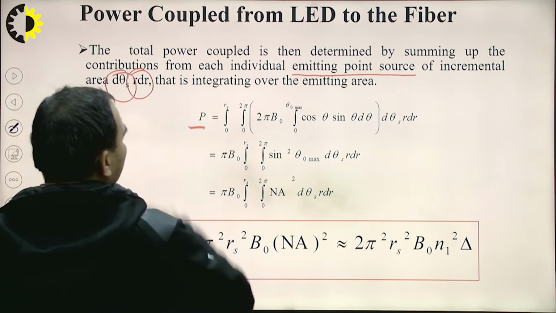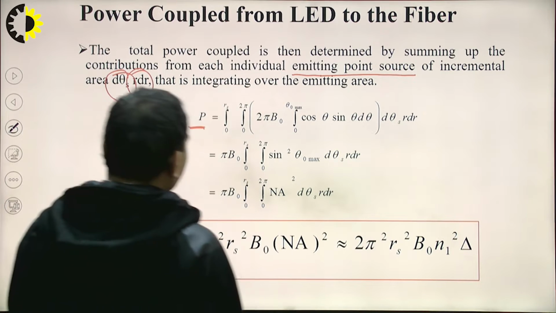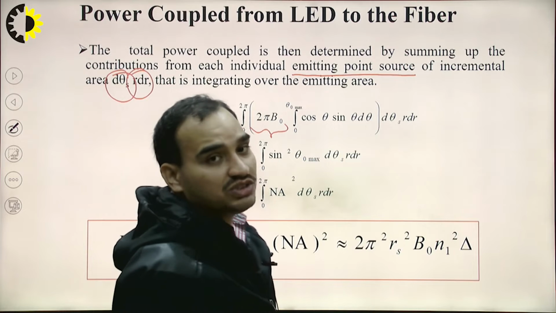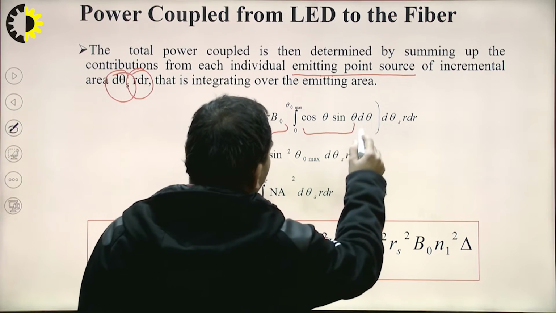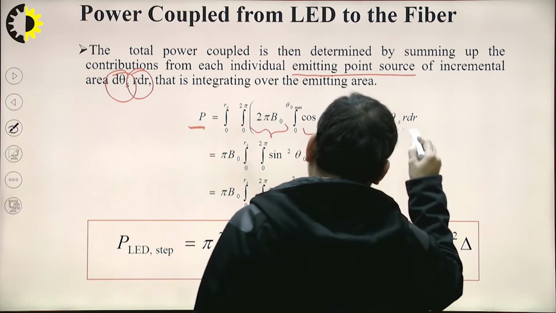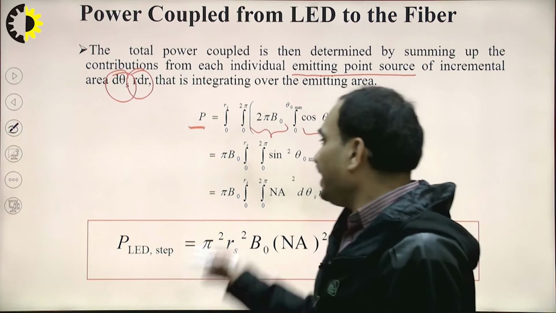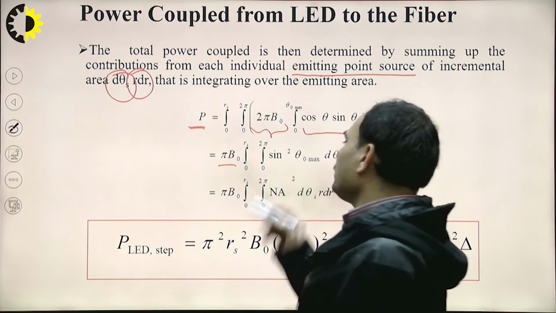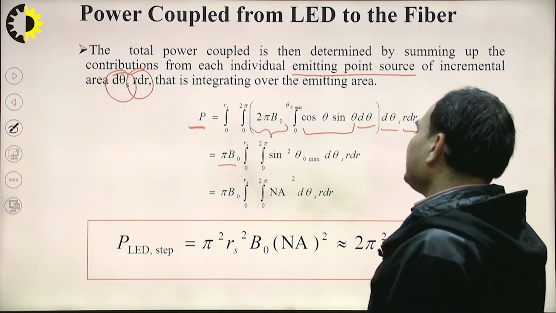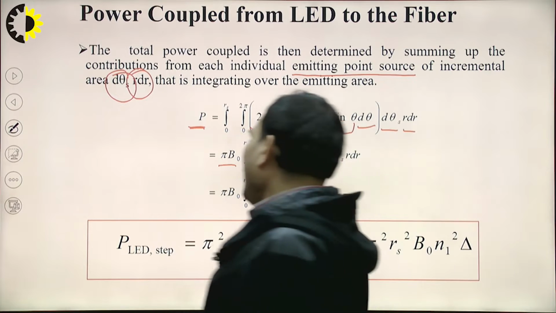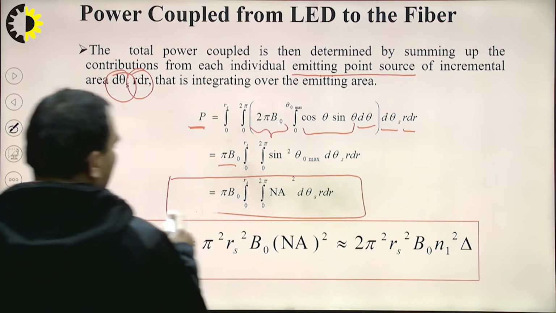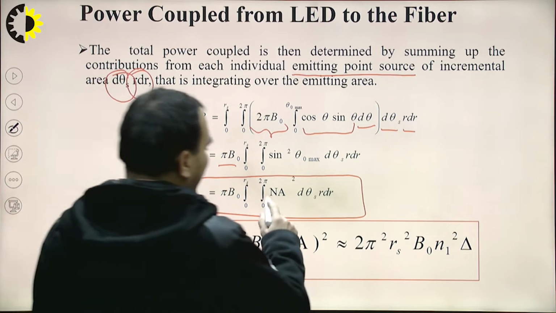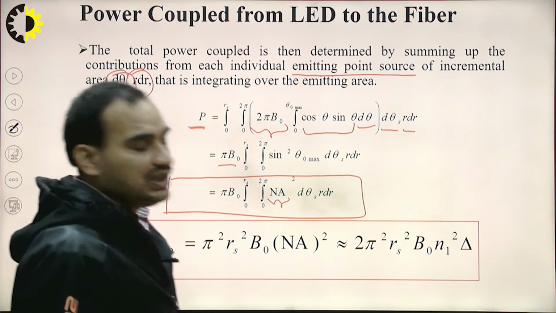So for the calculation of power coupled, it is the integration from 0 to rs, 0 to 2 pi, B naught, integration from 0 to theta naught, cos theta, sin theta, d theta, and d theta s, r dr. So the integration will result in pi B naught, integration from 0 to rs, integration from 0 to 2 pi, sin square theta max d theta, r dr. So we have pi B naught, integration from 0 to rs, integration from 0 to 2 pi, and the numerical aperture, d theta s, r dr.